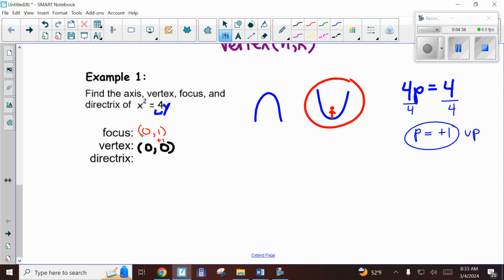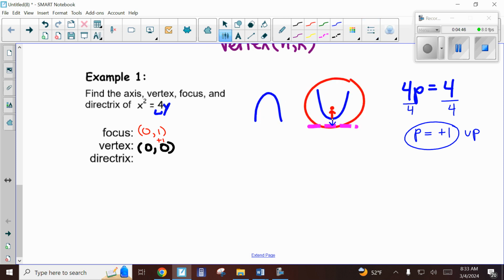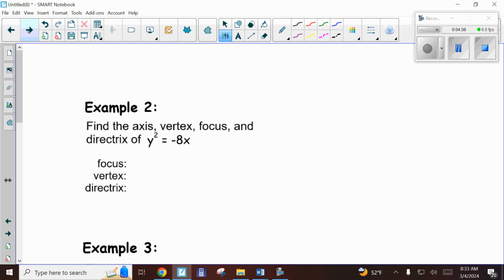Now because the focus point and your directrix are opposite of each other, that means that I could also go down 1 to get to the directrix. So to go down 1, I would just subtract 1 from the y value, putting us at negative 1. And because we're messing with the y value, that means that the equation is going to be y equals negative 1.